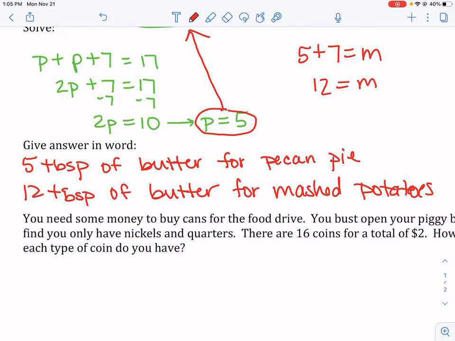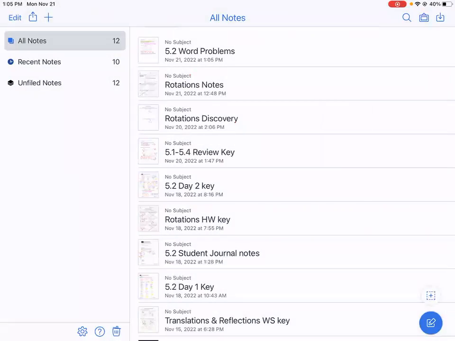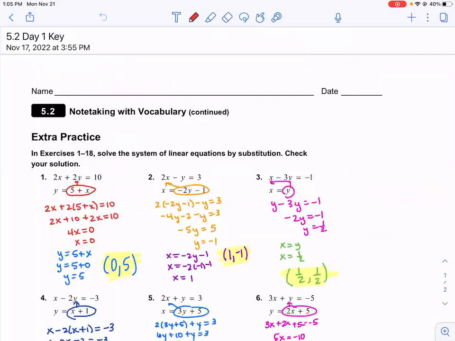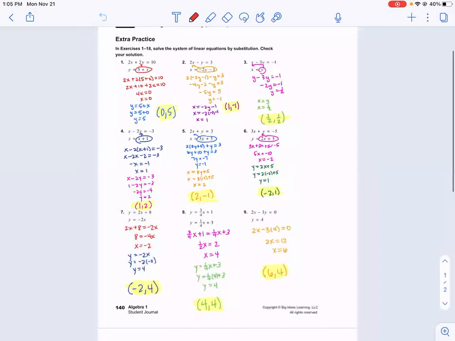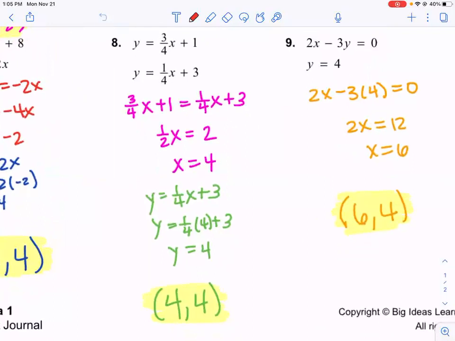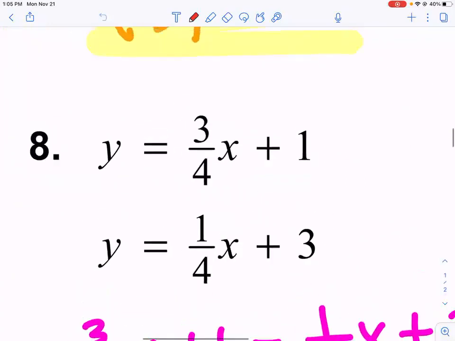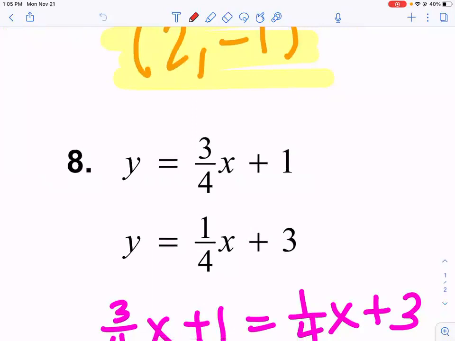Okay. Cool. That's basically what we did on Friday, but we had to write the problem. Okay. So let's flash back to Friday real quick. Does anybody have questions on the homework from Friday? Oh, yeah. Number 8. Was number 8 tricky because of the fractions? Yes.